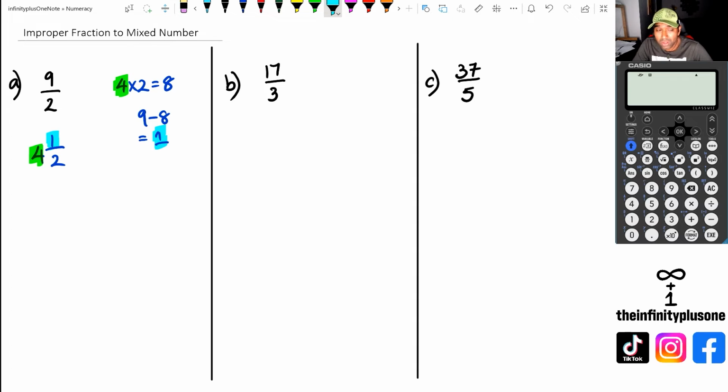Now, if you remember, in the previous video, when we wanted to convert from mixed fraction to improper fraction, we would go 4 times 2 plus 1, which equals 9. So that's how we know we did this right.